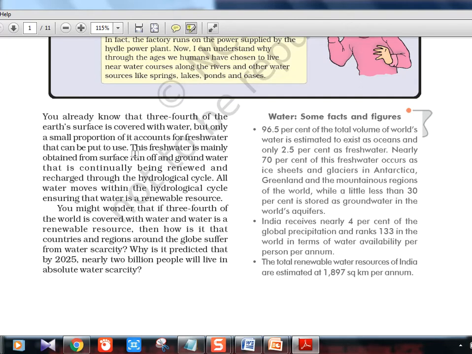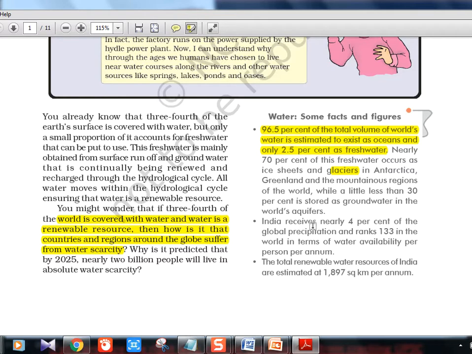So water, we know, even though it is there across the planet, Earth being a blue planet, three-fourths is full of water, but we don't have it. There is water scarcity. So what is the reason? Almost everything is salt water that exists in oceans, 96.5%, and 2.5% is fresh water. That fresh water is available mostly in glaciers, so for human consumption it is very little. That is why water scarcity is there.